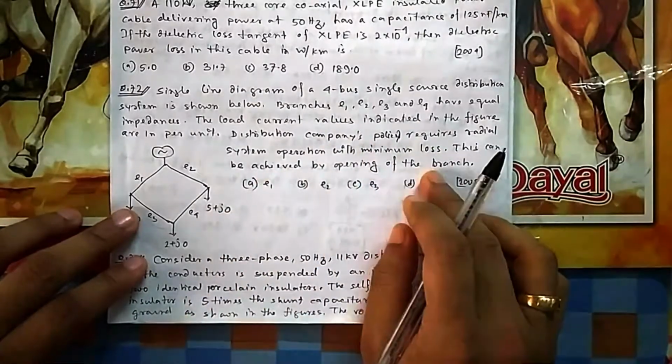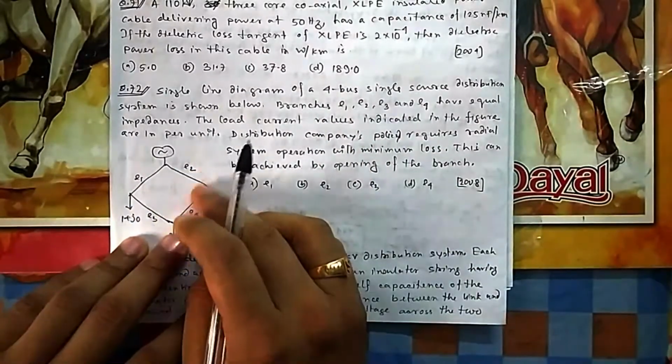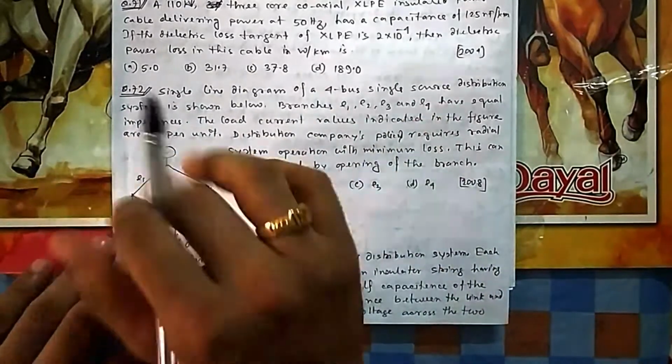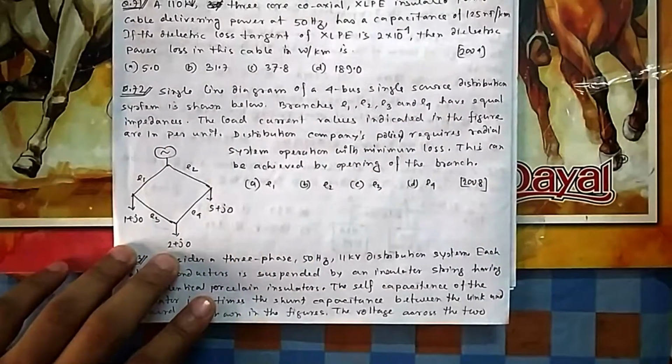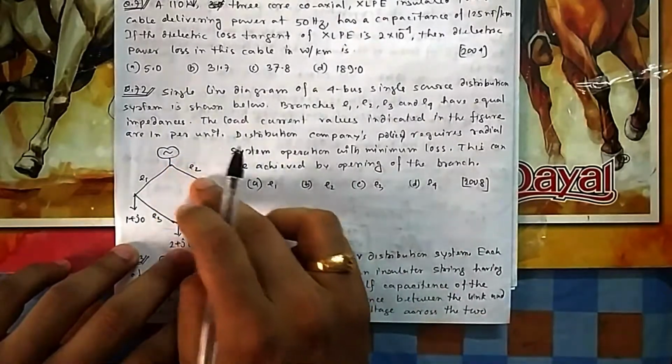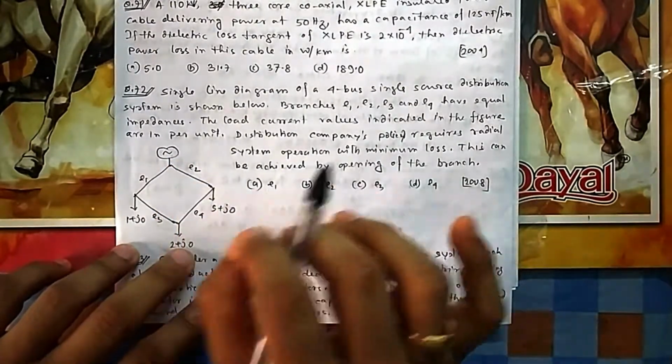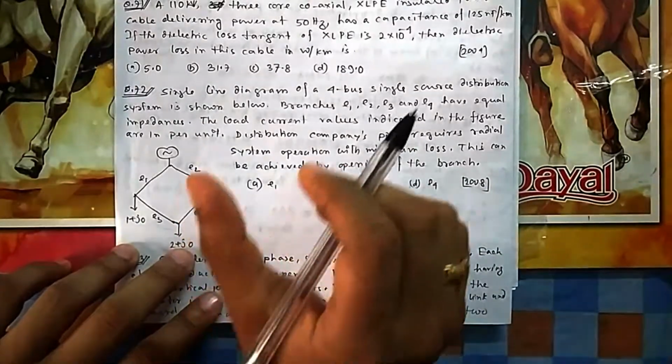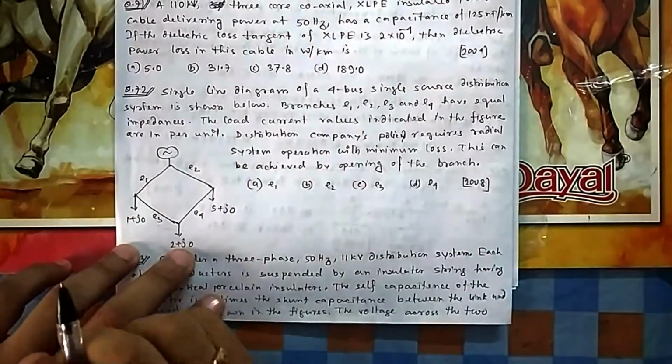Okay, this can be achieved by opening a branch. Which branch should we open so that it becomes radial? This mesh connection should go out, so that the loss should also be minimum. So for minimum loss, you can see the maximum current is here, so you want to pass that maximum current for minimum length, so that losses become minimum.